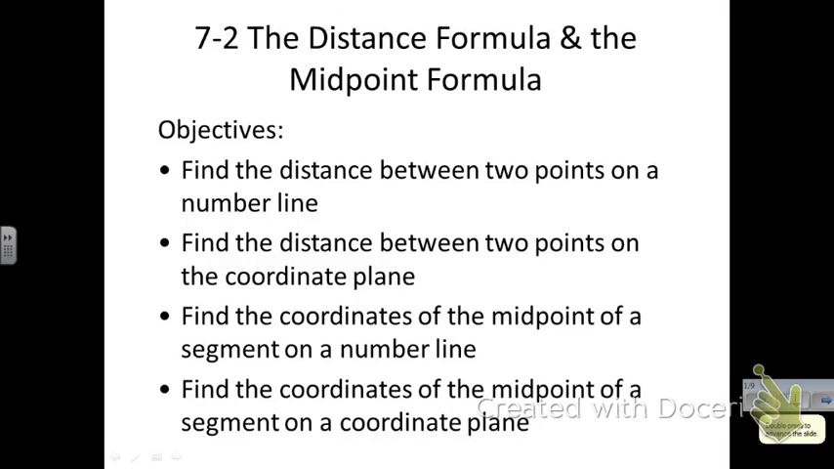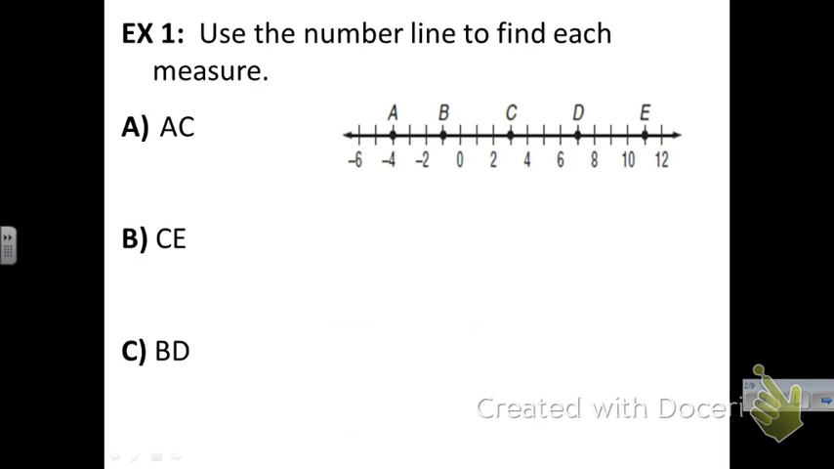Okay, our 7-2 is all about the distance formula and the midpoint formula. So we're going to find the distance between 2 points either on a number line or a coordinate plane, or we're going to find the coordinates of a midpoint either on a number line or on the coordinate plane.